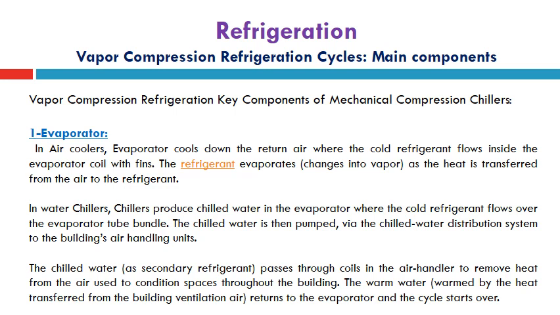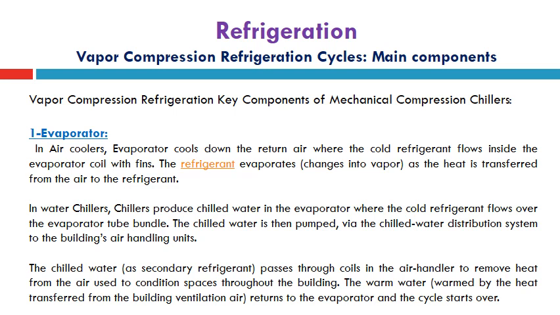Vapor compression refrigeration key components of mechanical compression chillers. 1. Evaporator. In air coolers, the evaporator cools down the return air where the cold refrigerant flows inside the evaporator coil with fins. The refrigerant evaporates and changes into vapor as the heat is transferred from air to the refrigerant. However, in water chillers, chillers produce chilled water in the evaporator where the cold refrigerant flows over the evaporator tube bundle.